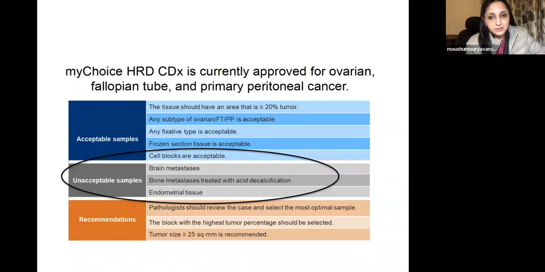So what are the acceptable criteria? So, of course, the tumor content should be more than 20%.